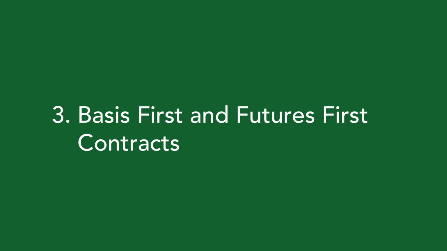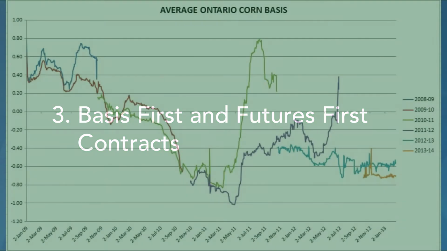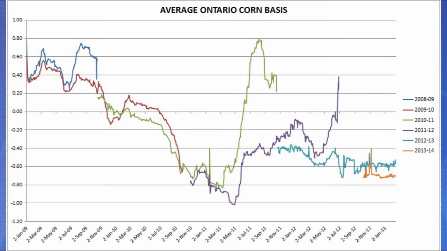Our third topic today is about basis first and futures first contracts. Our first part is going to talk about basis first, and then our second part will talk about futures first contracts with examples. So let's go to our basis first only contracts. A variation of the fixed forward contract is to just lock in the basis. This is known as a basis only contract.